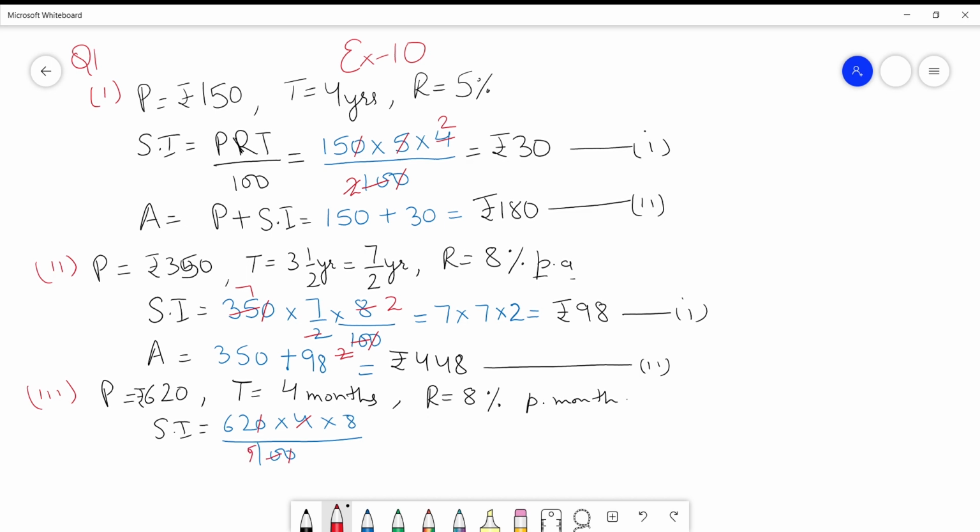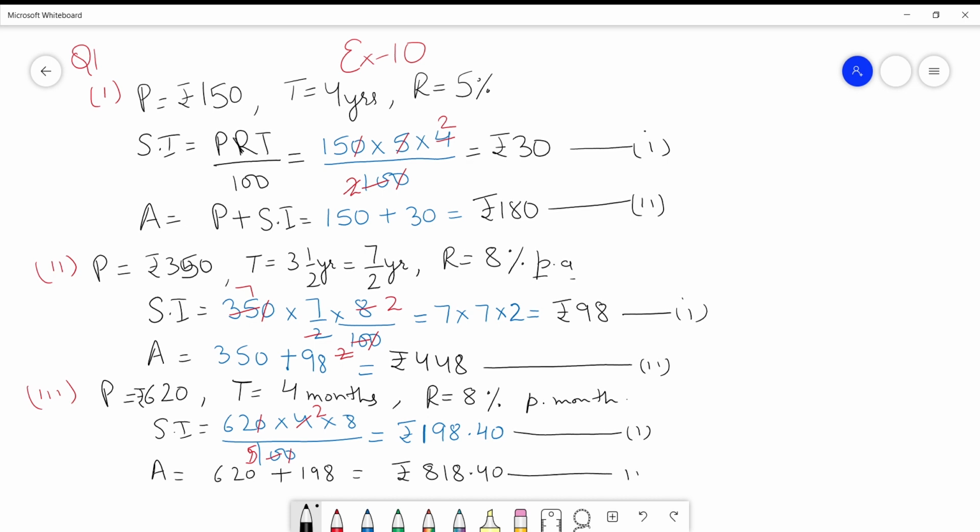Five twos are ten, four twos are eight. So this will come in the decimal. The answer will be 198 rupees 40 paisa. And further, when we add it in an amount, it will be 620 plus 198, that is rupees 818 rupees 40 paisa. This is my simple interest and this is my amount.